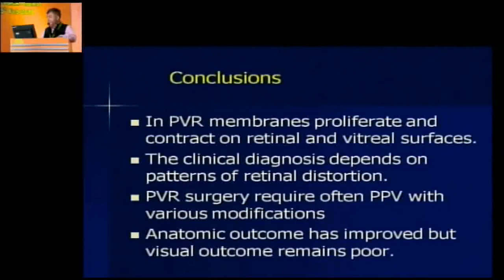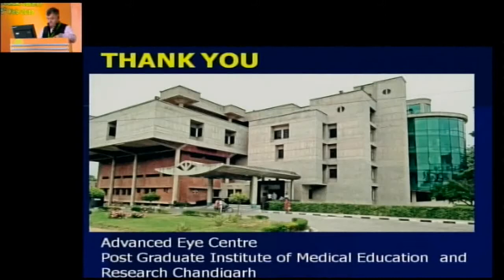So in conclusion, PVR membranes proliferate and contract on retinal and vitreal surfaces. The clinical diagnosis depends on the pattern of distortion, and PVR surgery often requires a pars plana vitrectomy with various modifications you have to use. And anatomical outcome has improved, but the visual outcome still remains poor, but you have to try, and you have to counsel these patients very well. That is very important. So thank you very much. Any questions?